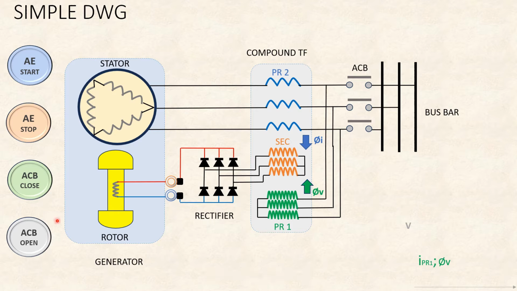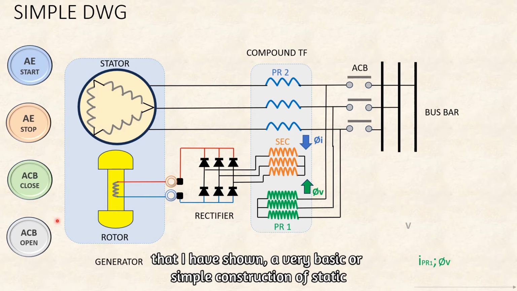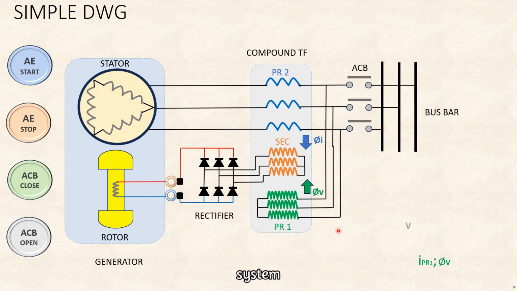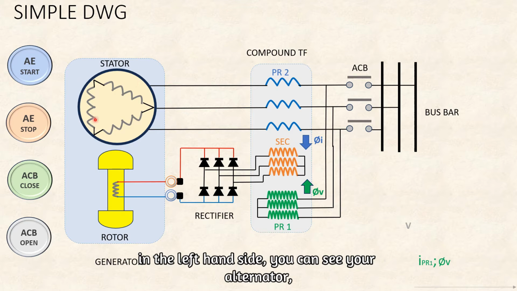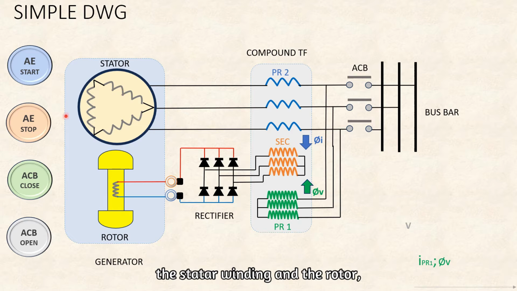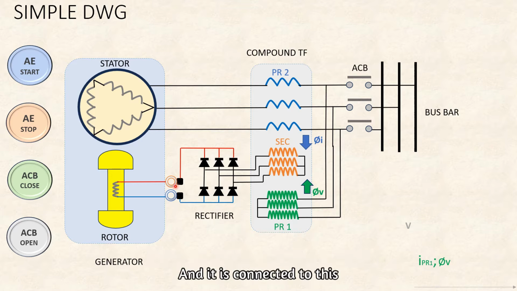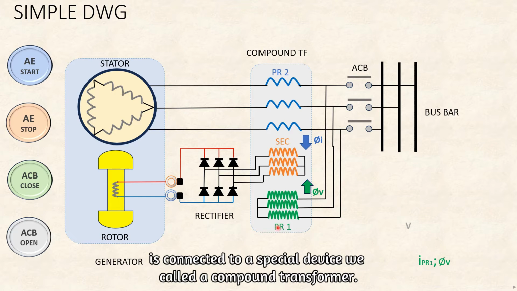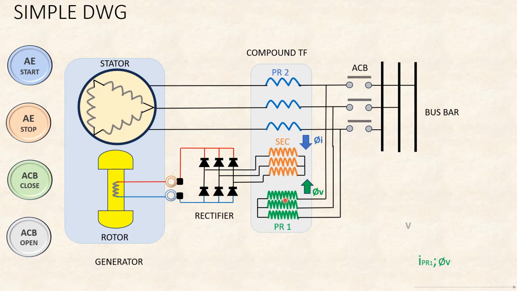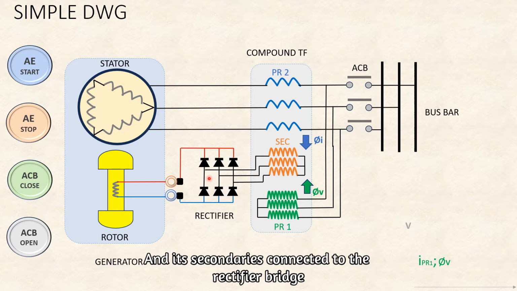In this diagram, I have shown a very basic, simple construction of a static excitation system. On the left-hand side, you can see your alternator, the stator winding, and the rotor. The rotor consists of the main field excitation winding, and it is connected to a set of slip rings. This field winding is excited by a three-phase rectifier bridge, which is connected to a special device we call a compound transformer. Its secondary is connected to the rectifier bridge.